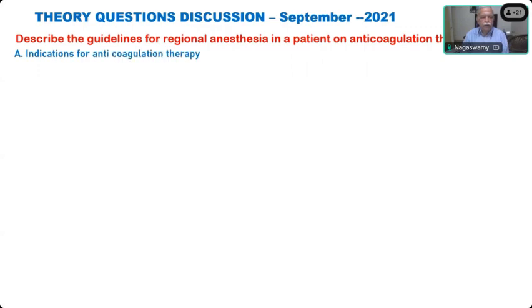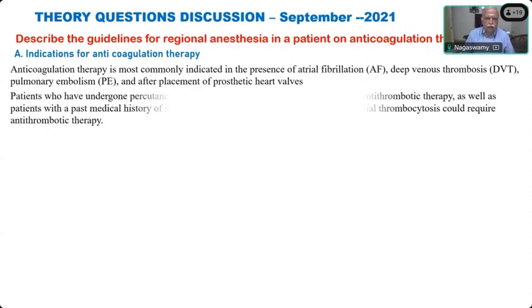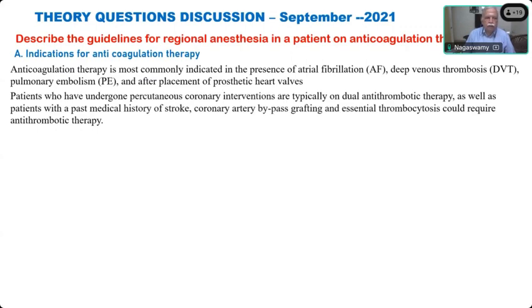First, you must know what the indications for anticoagulation therapy are. It's most commonly indicated in patients with atrial fibrillation, DVT, pulmonary embolism, or placement of prosthetic heart valves, or patients who have undergone percutaneous coronary interventions, especially those on dual antiplatelet agents after the procedure, or patients with a past medical history of stroke or CABG or essential thrombocytosis, who could require antithrombotic therapy.